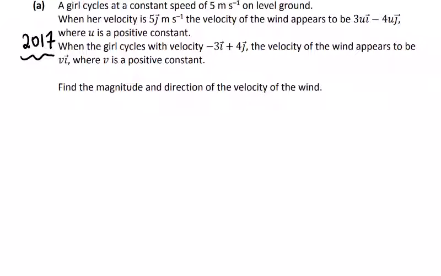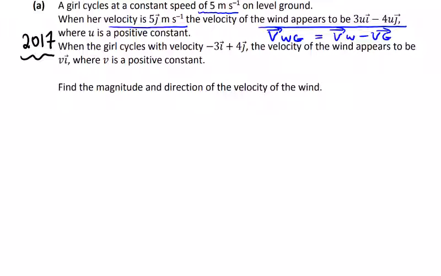This is question 2, relative velocity 2017. A girl cycles at constant speed of 5 meters per second on level ground. When her velocity is 5j, the velocity of the wind appears to be 3ui minus 4uj. So the wind appears to the girl, so we're dealing with the velocity of the wind relative to the girl, which we know is the velocity of the wind minus the velocity of the girl.